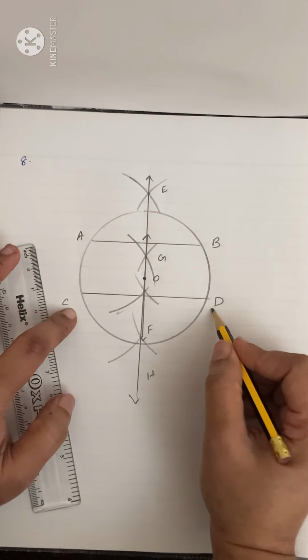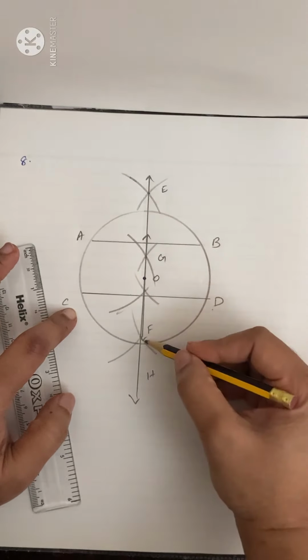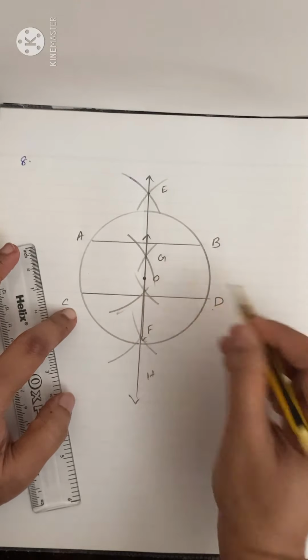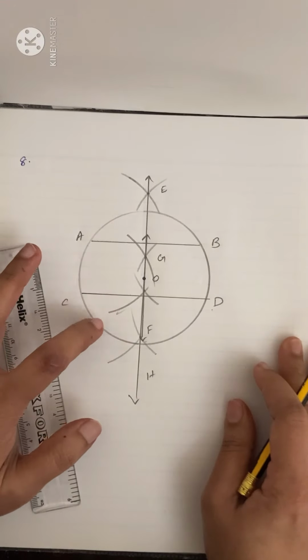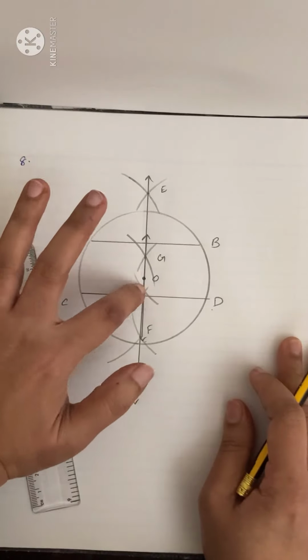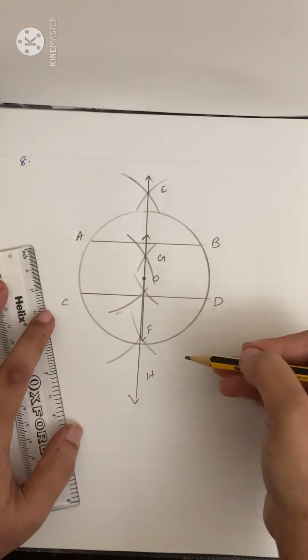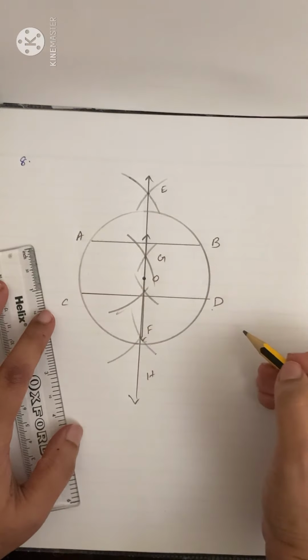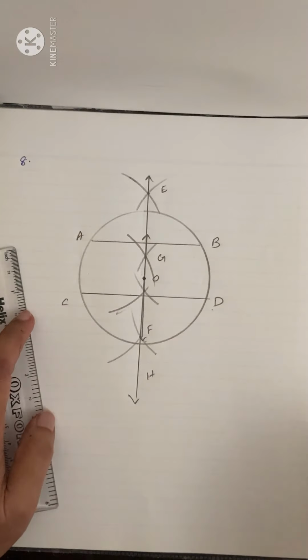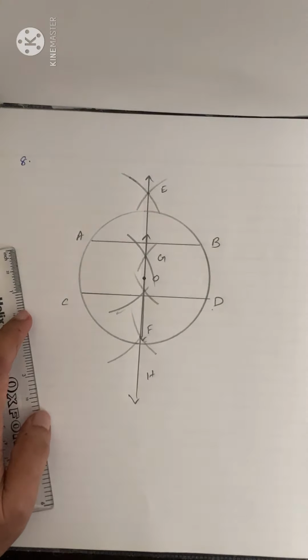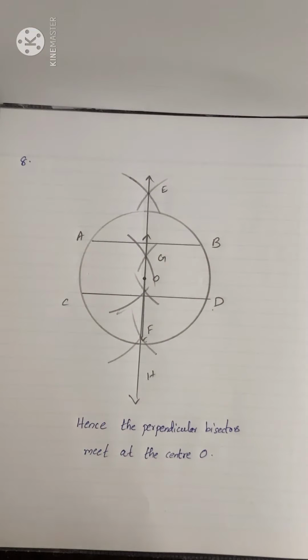Now you can see that both the perpendicular bisectors meet at center O. Is passing through the center O. Both meet at O. You can draw anywhere the chords and you can check. Therefore we can say that the perpendicular bisectors meet at the center O.